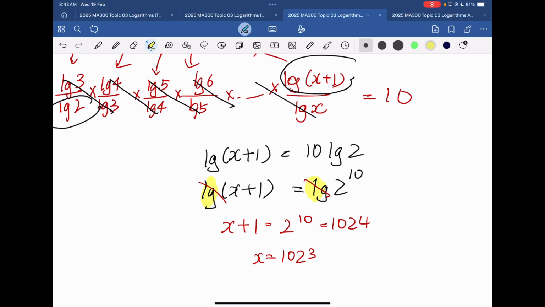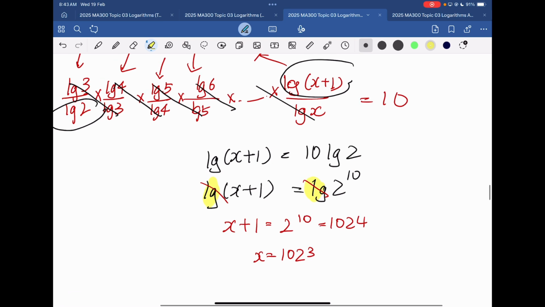2 power 10 is 1024. Calculator can give it to you. Very easy one. Or you play the 2048 game. Or you remember. So x easily gives you 1023. Very simple skill.